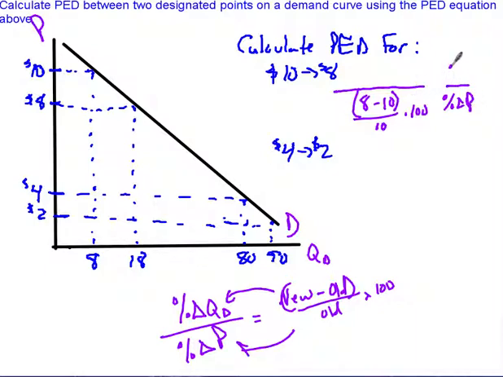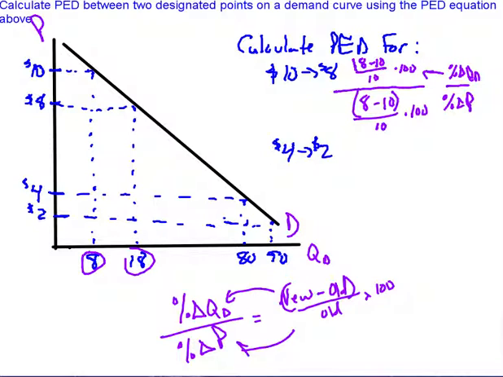So now we want to know the percent change in the quantity demanded. And so we'd say, okay, if we're going from 10 down to 8, our old quantity was 8, our new quantity is 18, and so we're going to say the new is 18, so 18 minus 10 divided by 10 times 100. All right, and that's going to give us the percent change in the quantity demanded.